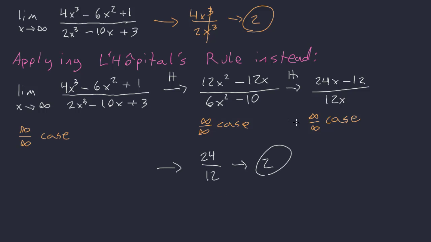So as we can see, we do get the same value. It's just a much longer process, right? So I don't recommend L'Hopital's Rule for everything. Okay, you'll especially see that in these infinity over infinity cases. If it's a polynomial over another polynomial, your best bet is to just use the techniques we've already learned. However, there are certainly cases where L'Hopital's Rule is going to be the much better option.